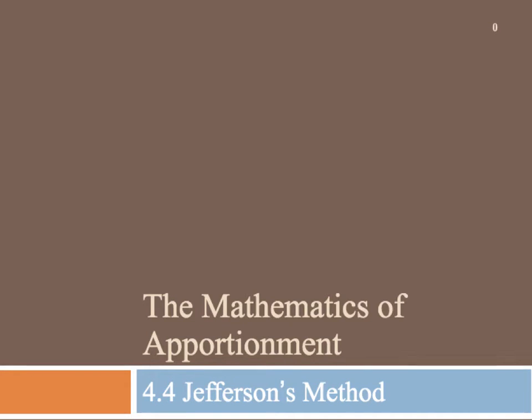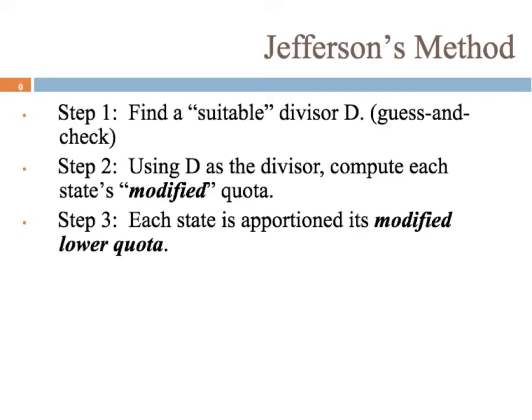This is apportionment using Jefferson's method. Step 1, we have to find a suitable divisor D. So usually what we do with Hamilton's method, we look at the standard divisor, use that, and we'll get some kind of standard quota, hoping that everything will add up. And remember, back in Hamilton's method, if it doesn't, we just give out surplus seats.